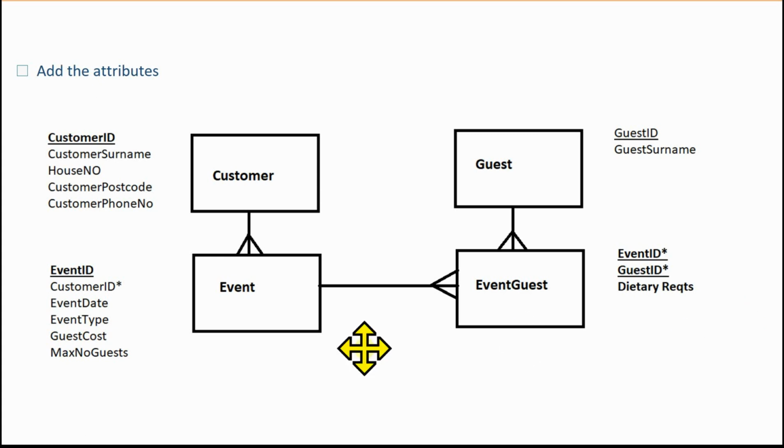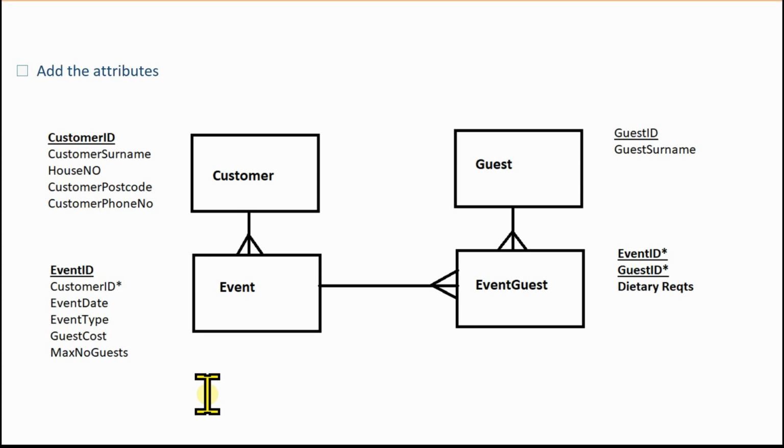And then finally, we've got the event ID primary key, the event date, the event type, the guest cost per event, and the maximum number of guests at that event are all dependent on the event ID. That finishes our design of our database.